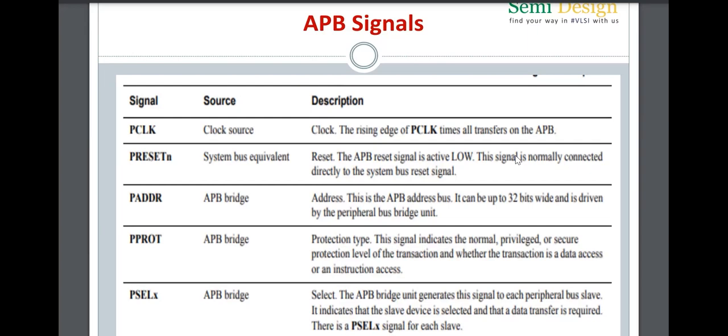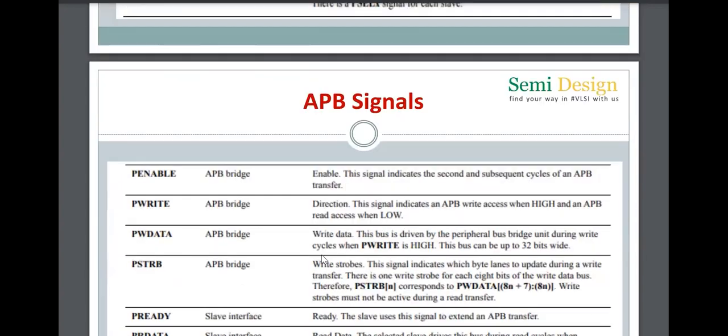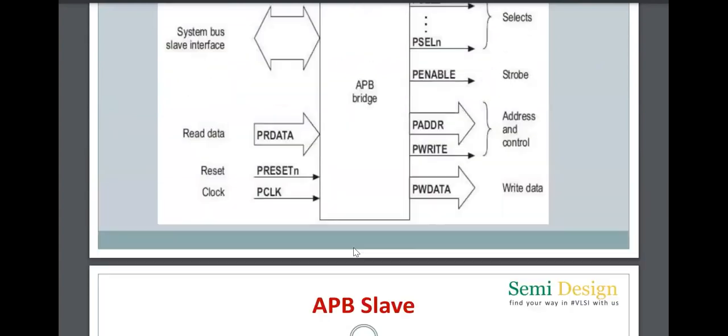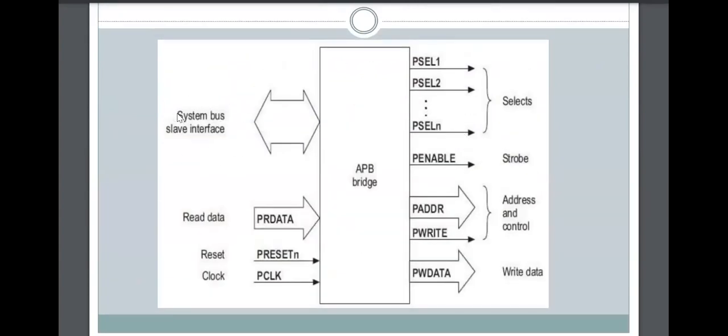Okay, this is the main specification. Every protocol has a different specification, and you need to understand every specification accordingly. So in APB, what are the signals we have mainly? If you see here, the block diagram. This is the system bus slave interface, and this is the APB bridge we have.